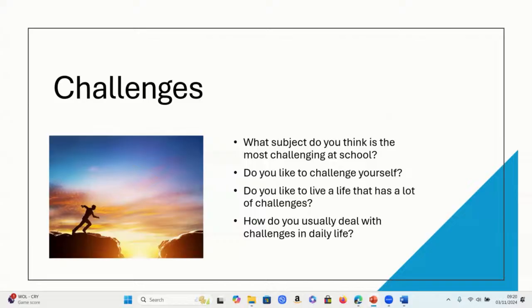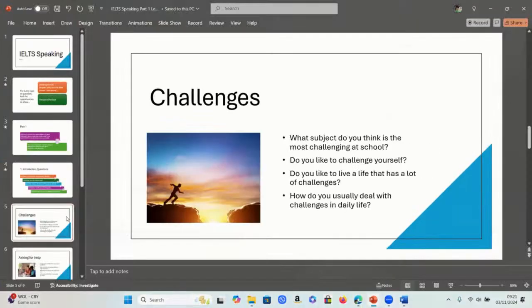A sentence frame. Let's see if I can get out of this. Computer acting weirdly here. Here it is, right. So, what subject do you think is the most challenging at school? You think of a subject. Challenging usually means it's a bit difficult. So if you're going to have a difficult subject at school, you just say that one is difficult.